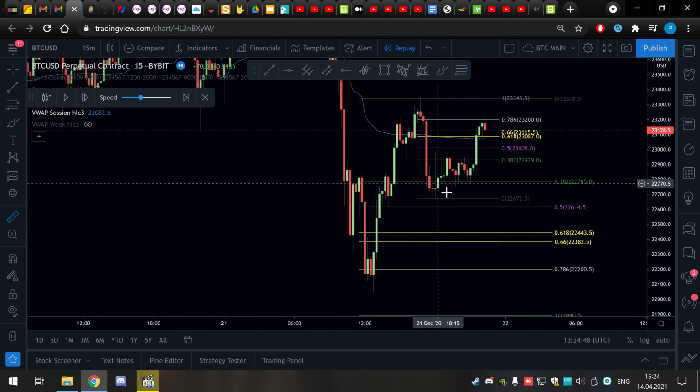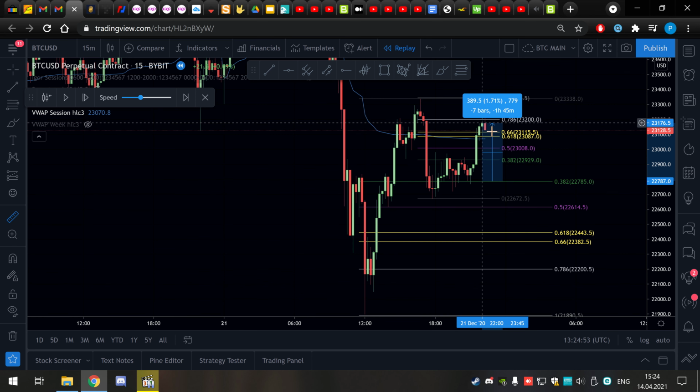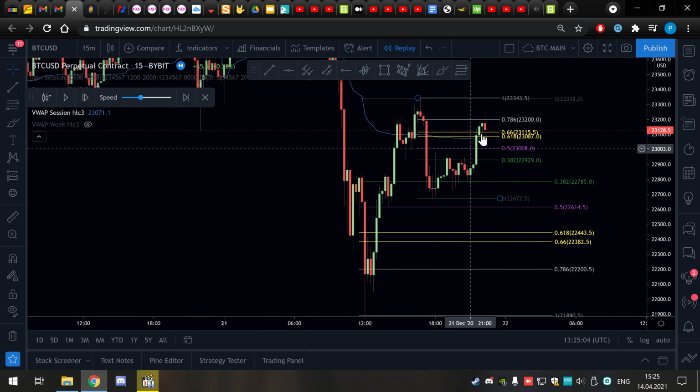So from this entry to there, let's say my profit was 1.01%. Okay, 1.01. So you write it down. That's your first trade.